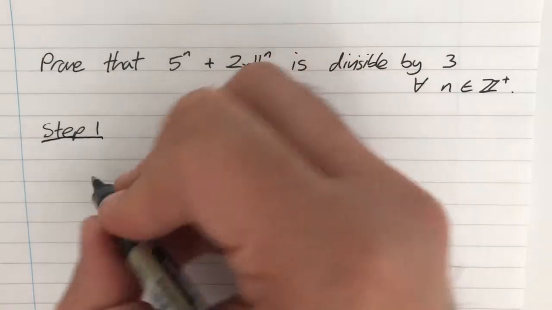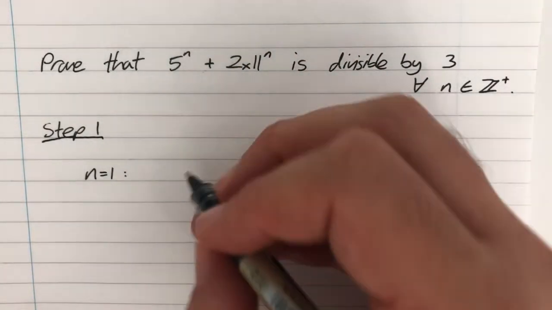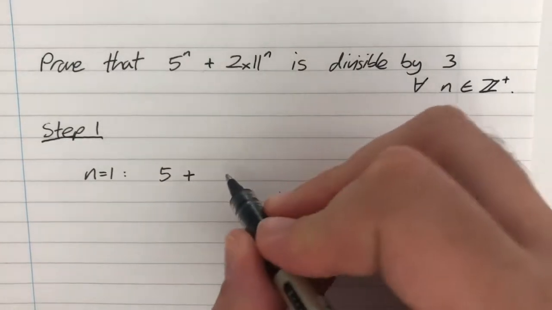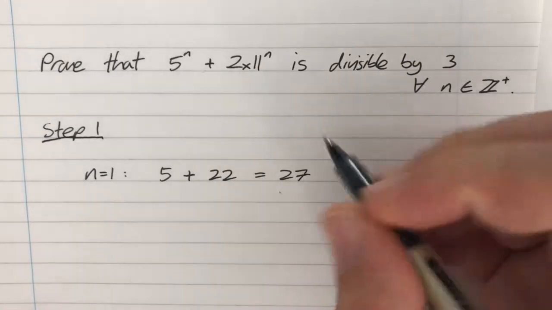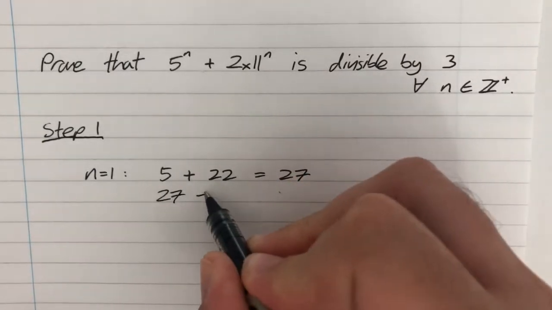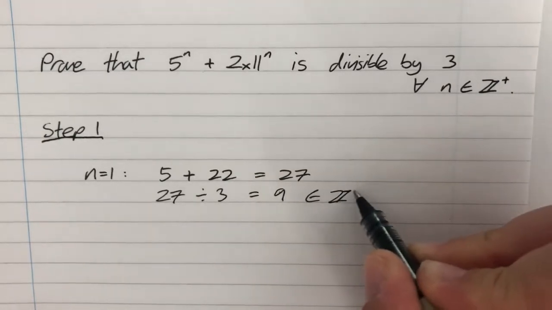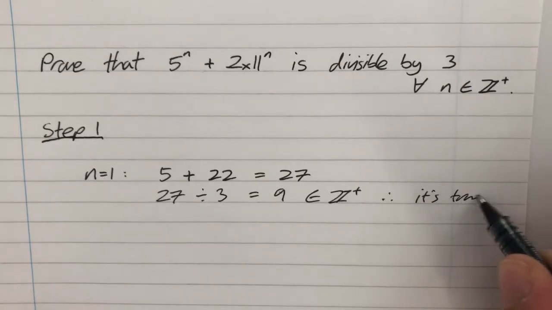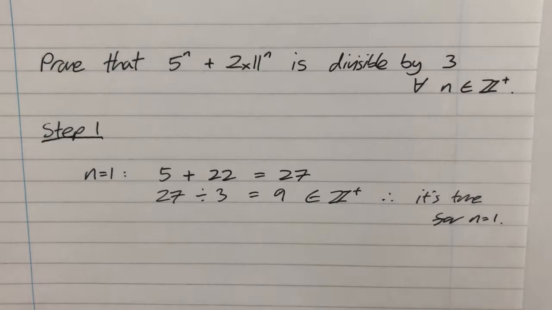So step 1, we are going to show it's true for n equals 1. Plug in n equals 1, we get 5 plus 2 times 11, which gives us 27. 27 divided by 3 is 9. That is an element of the positive integers. Therefore, it's true for n equals 1. Okay, nice and straightforward.